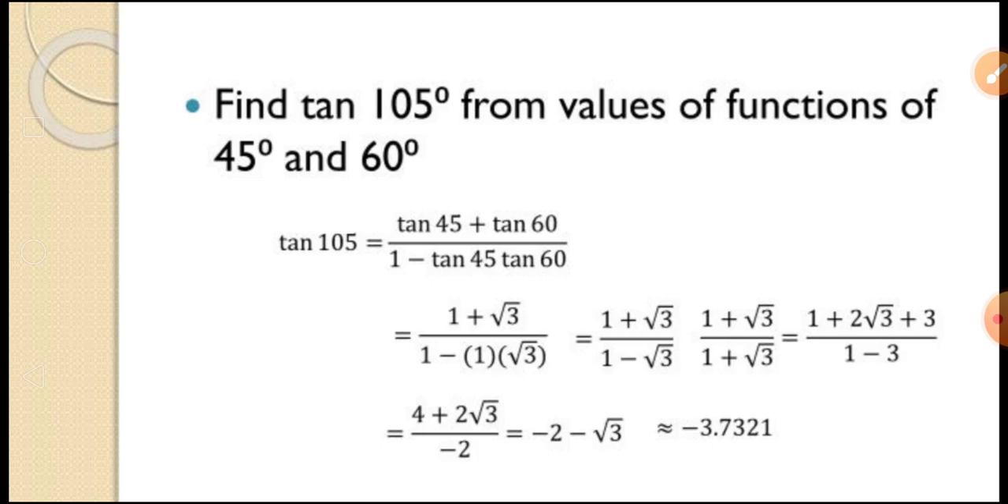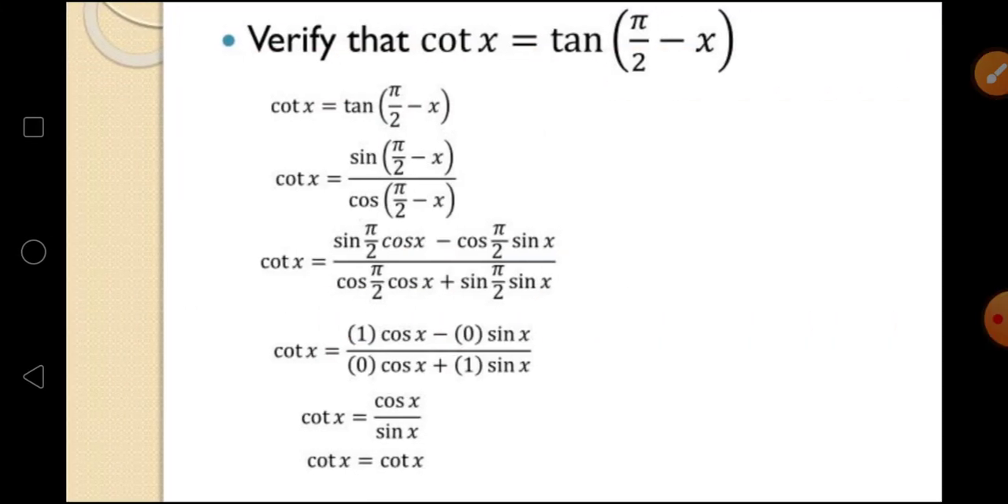Similarly we can find tan 105 degrees. Use the same formula, tan of alpha plus beta. So this can be written as tan 45 degrees plus tan 60 degrees divided by 1 plus tan 45 and tan 60 degrees. So you must substitute the values. When you simplify this we have minus 3.7321. So tan 105 degrees is equivalent to minus 3.7321. So using the identities we can verify this problem.